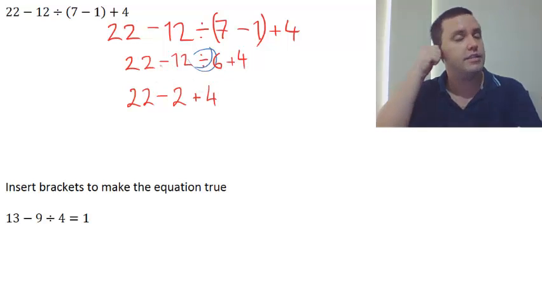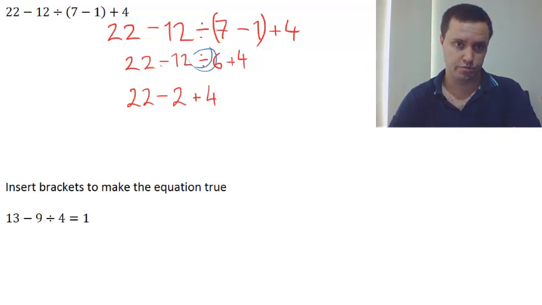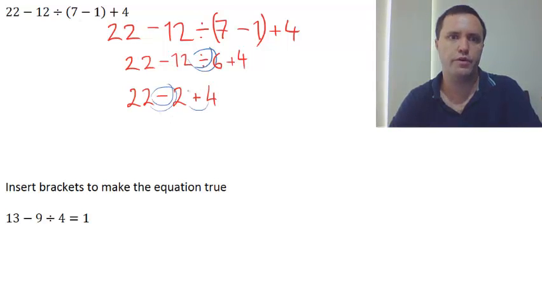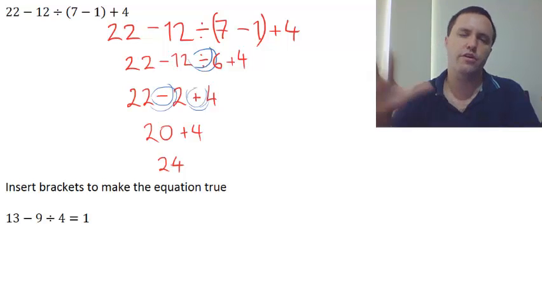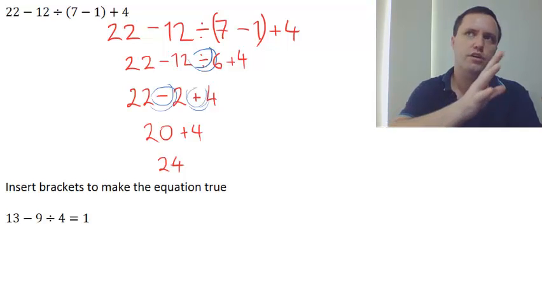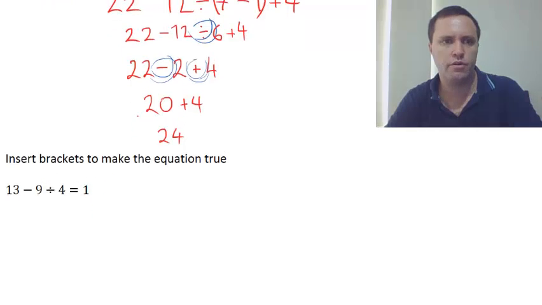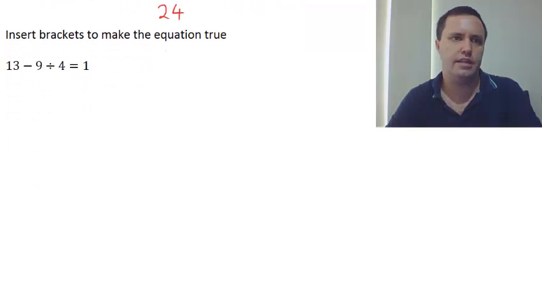Okay, now the next one is we work out our addition and subtraction from left to right. That means that we're going to carry out this one before we do that one. Very important. So 22 minus 2 is 20 plus 4 is 24. Okay, so that's why it's important to go through that hierarchy of operations. And the important thing with multiplication and division is they're both of equal importance, they just go from left to right.